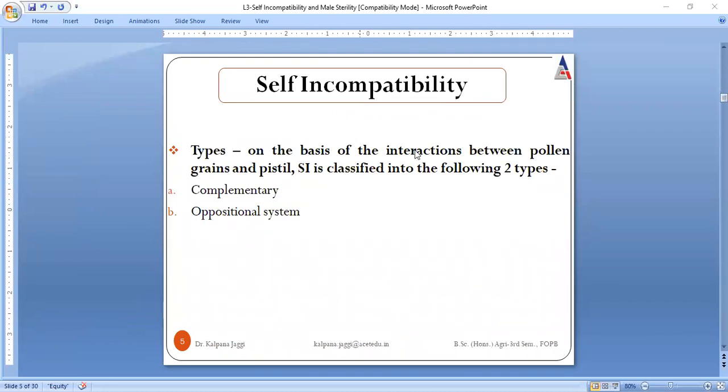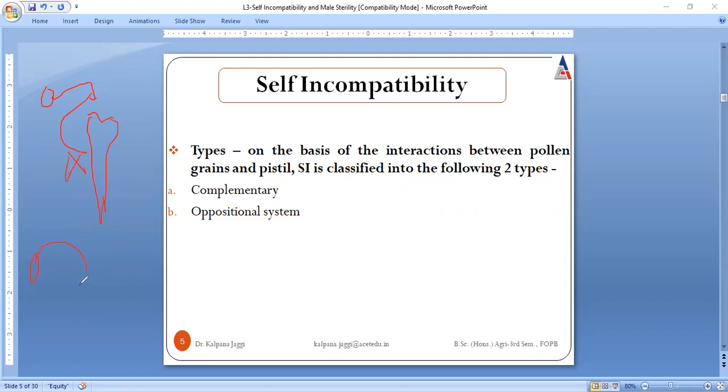But now, on the basis of interaction, that means some interaction is taking place between the pollen grain and pistil that is not allowing the compatibility process to take place. So we will, on the basis of these interactions, see, students, till now we discussed only two cases. One, we said pollen grains do not enter the style. They are not capable of entering into the style.